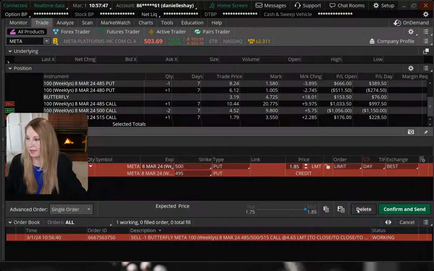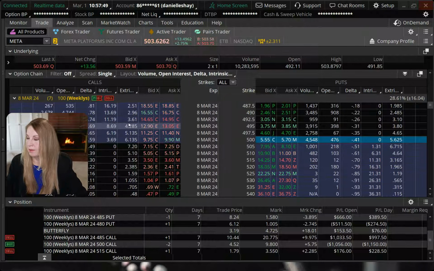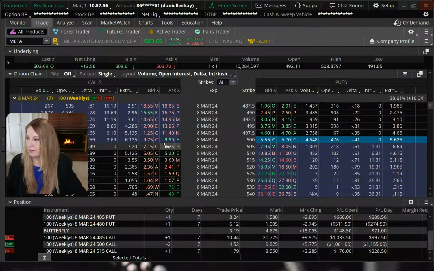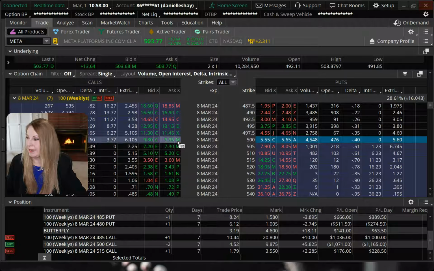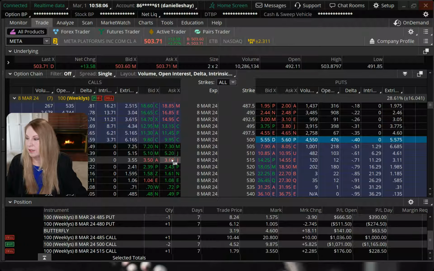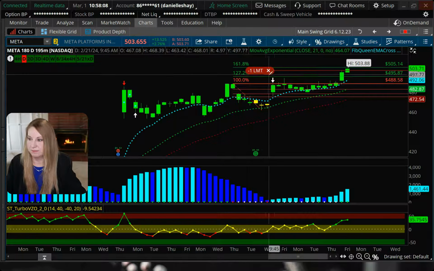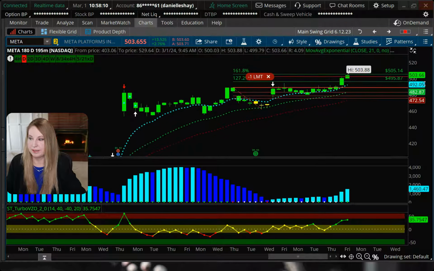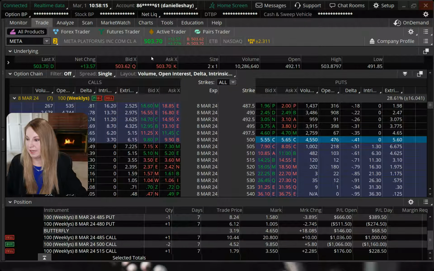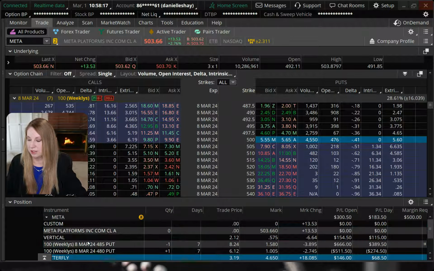So let me see. Maybe I can get like an unbalanced fly. But after I get out of this butterfly, what I could do is just add another butterfly to the upside. I could add like a 500, 515, 530. I could add maybe 520. I think 515 would probably be a little bit safer. But the other thing to do is just take your profits and be happy with it. So I wish I would have traded this one a little bit bigger, but it's a good trade.